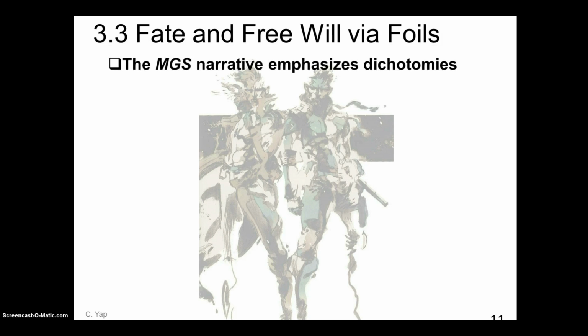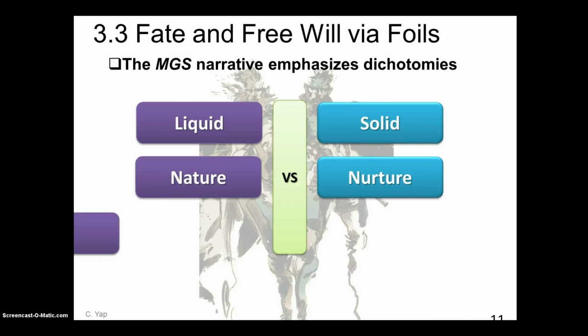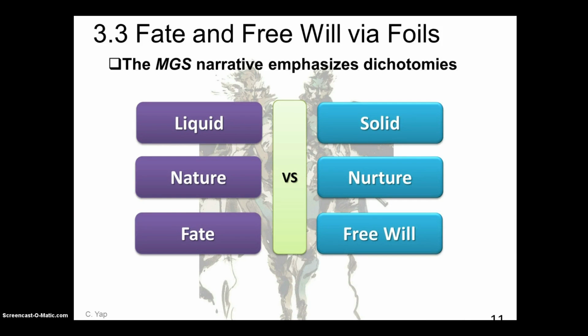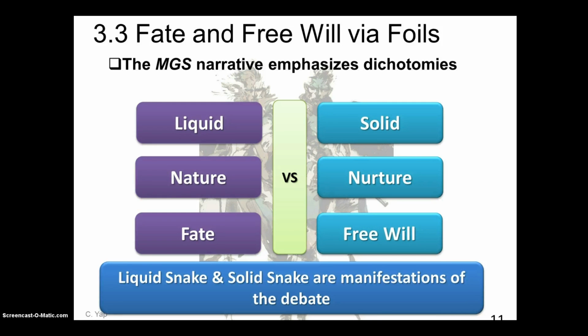And the Metal Gear Solid narrative emphasizes this dichotomy in a lot of different ways through these characters. So we have Liquid versus Solid, which essentially means nature versus nurture, or fate versus free will. The important thing to note is that Liquid Snake and Solid Snake are the manifestations of this debate between fate and free will within the narrative of Metal Gear Solid. And they do get a lot of talking time in the game, which helps out a lot when you're trying to understand what kind of commentary the game's narrative is trying to make on fate versus free will.